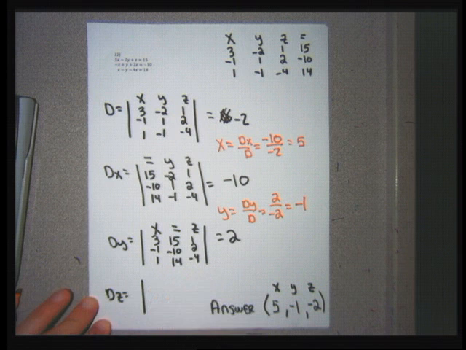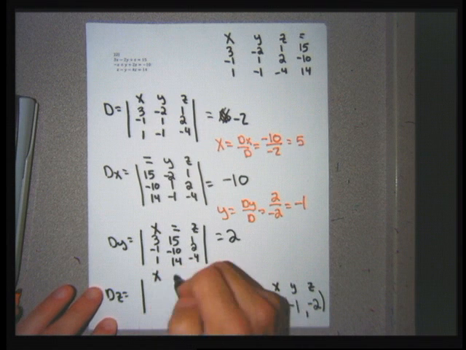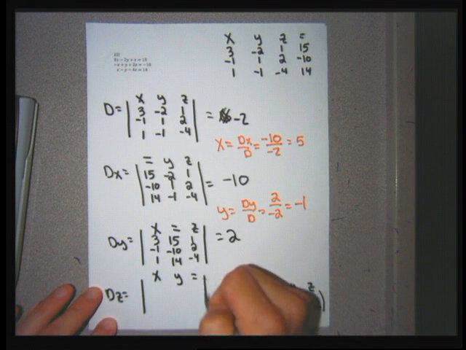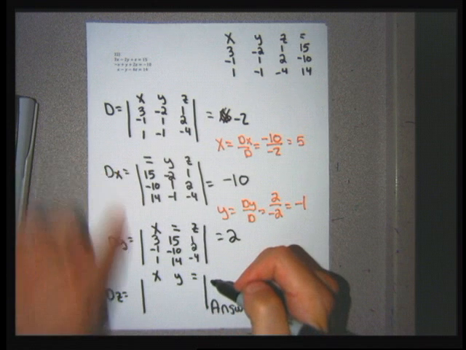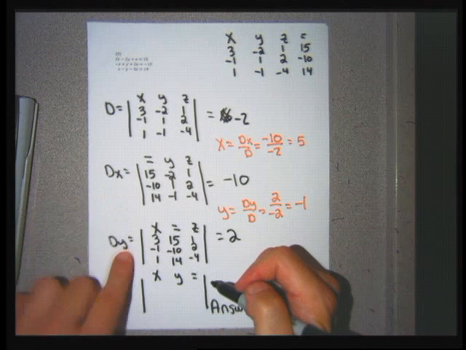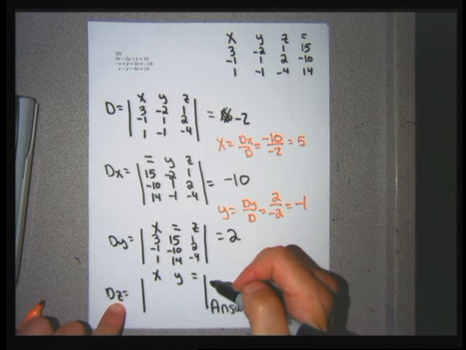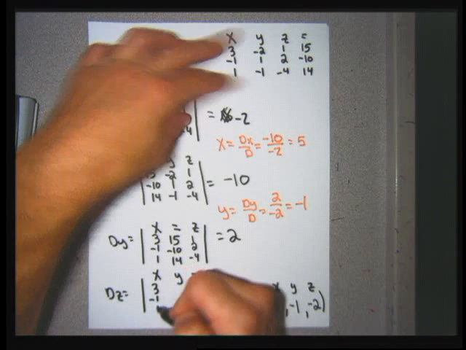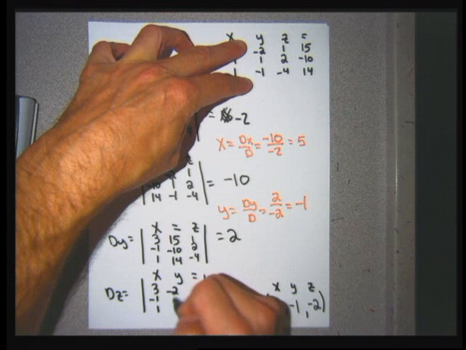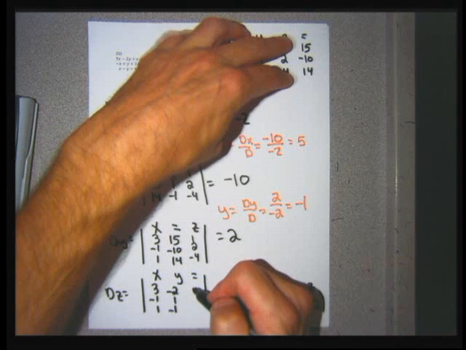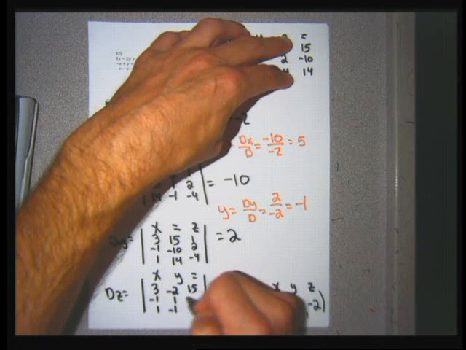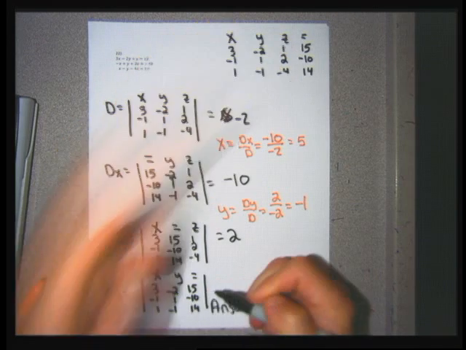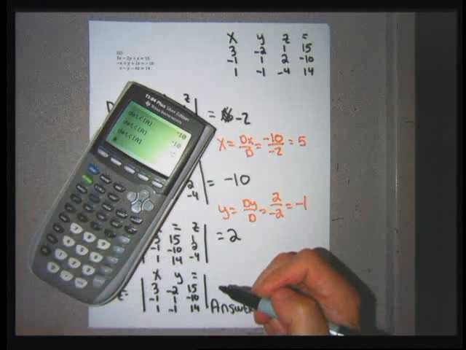The d sub z matrix has the x column, the y column, and the z column changes to the equal column. So each one of these, the x column changes, the y column changes, and the z column changes to the equal column. So I get the x column, 3, negative 1, and 1. The y column, negative 2, 1, negative 1. The equals column, 15, negative 10, and 14. I'm just going to enter that mindlessly.